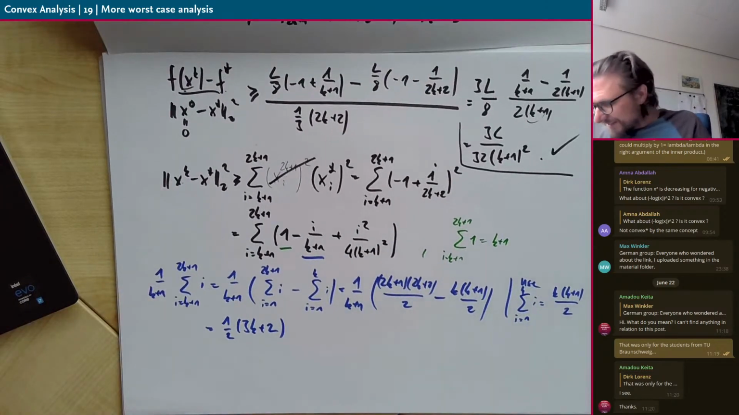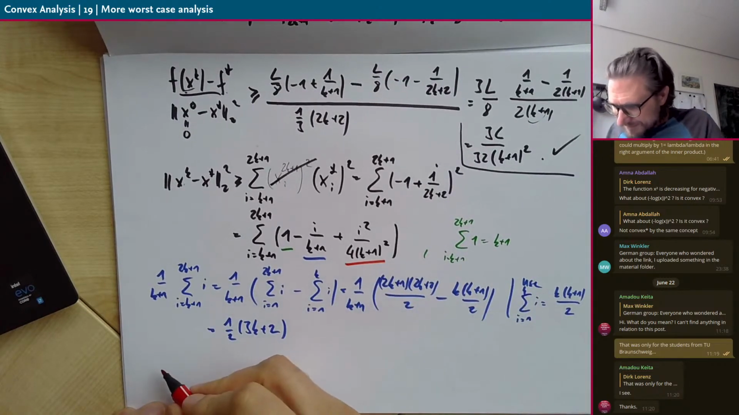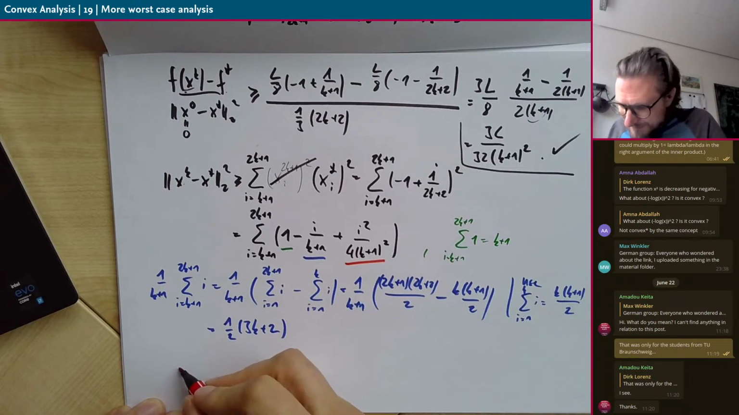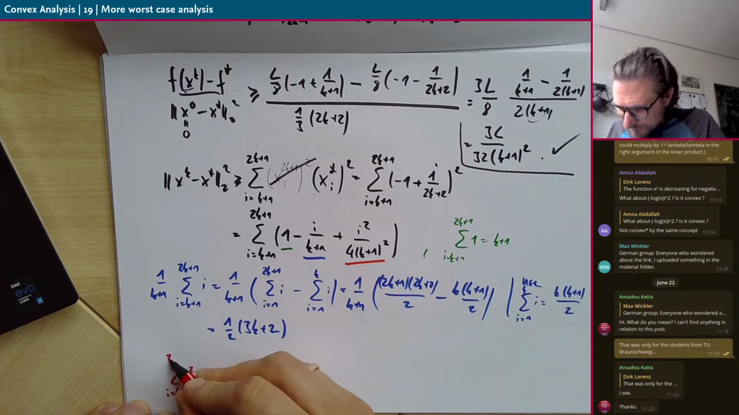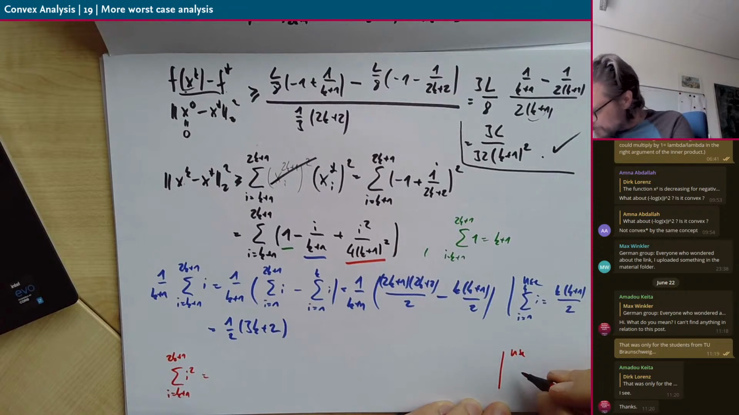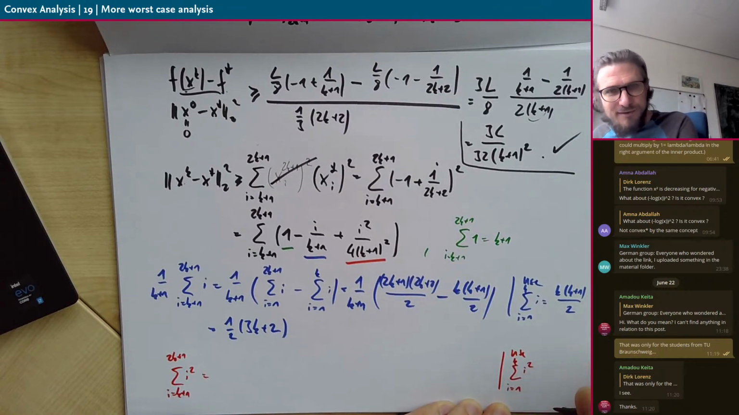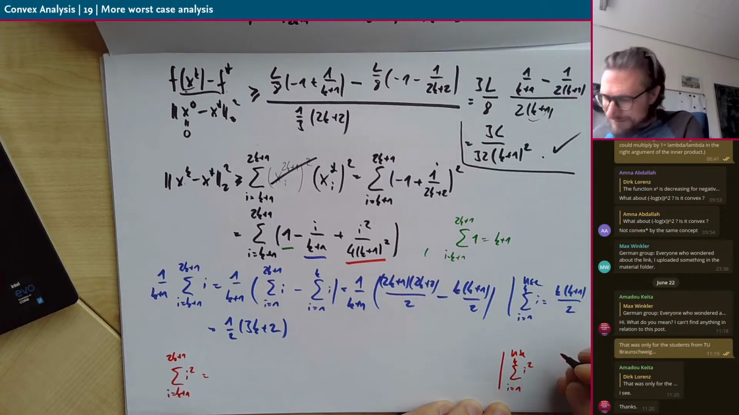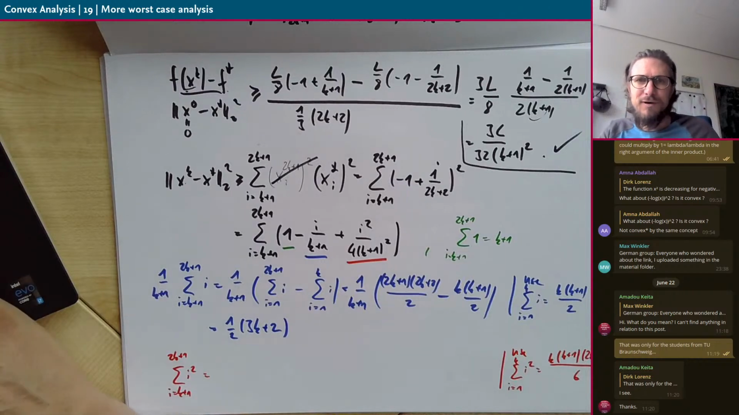Okay, so that was that, and then we still have this term here, so maybe I just calculate the 1 over i squared. i goes from k plus 1 to 2k plus 1, and here we also use some identity which I'm not going to prove here. If you sum i squared from 1 to k, you get k times k plus 1 times 2k plus 1 over 6. It's not that hard to prove that by induction.